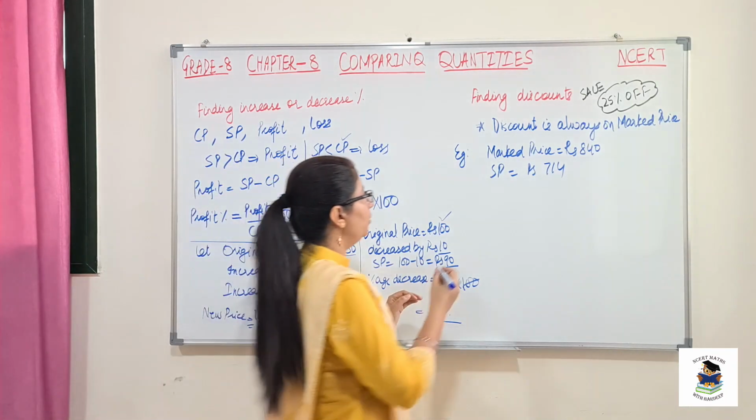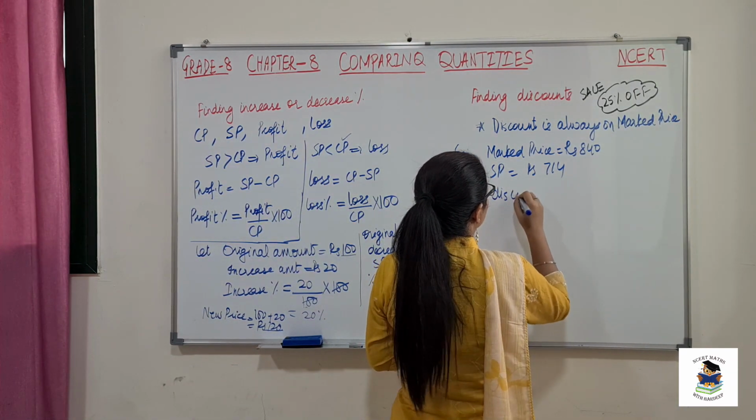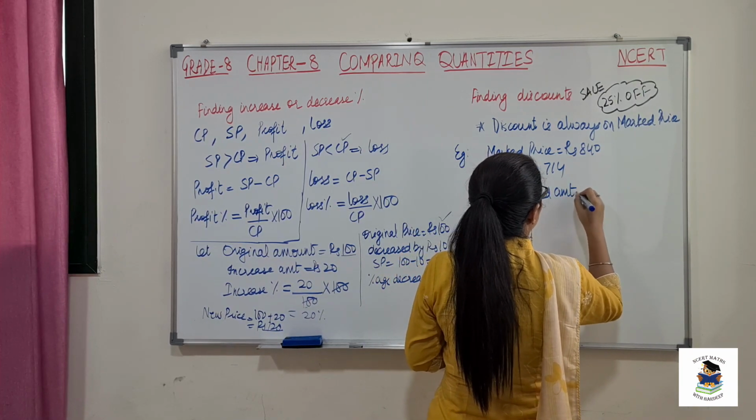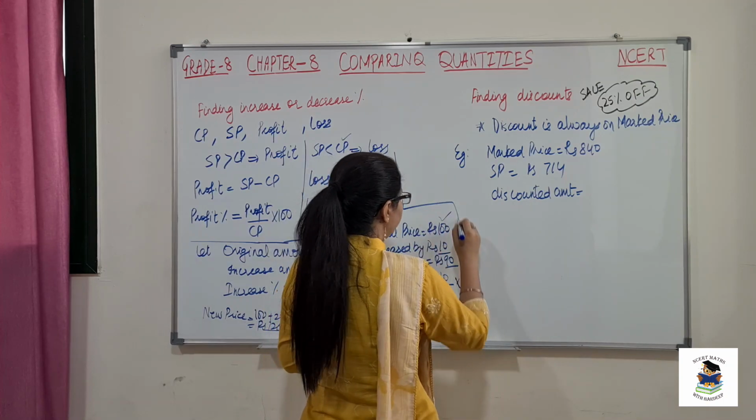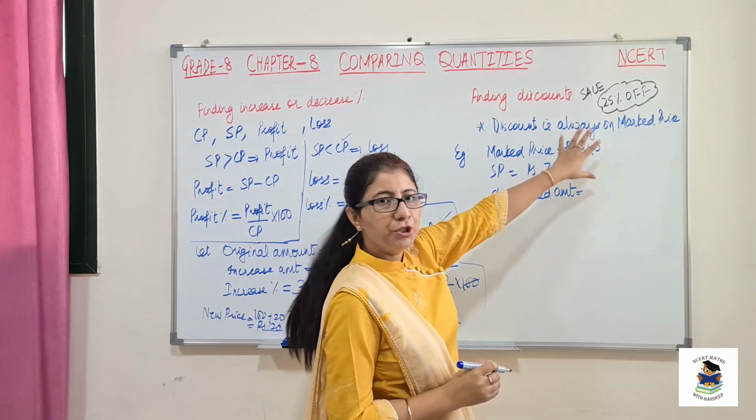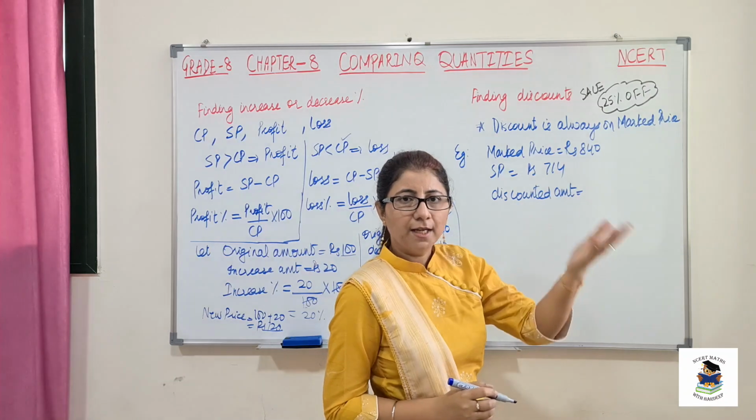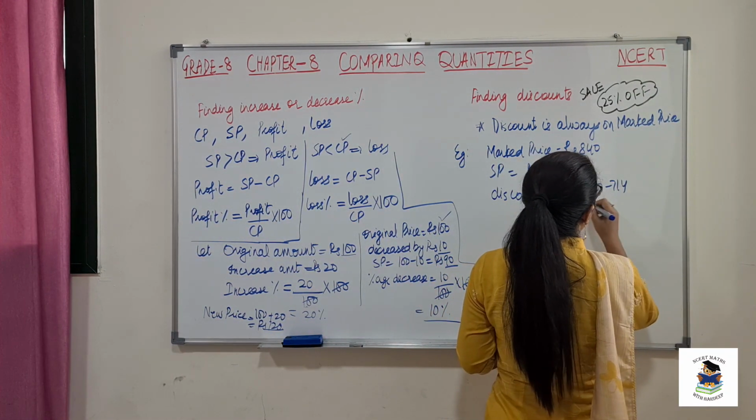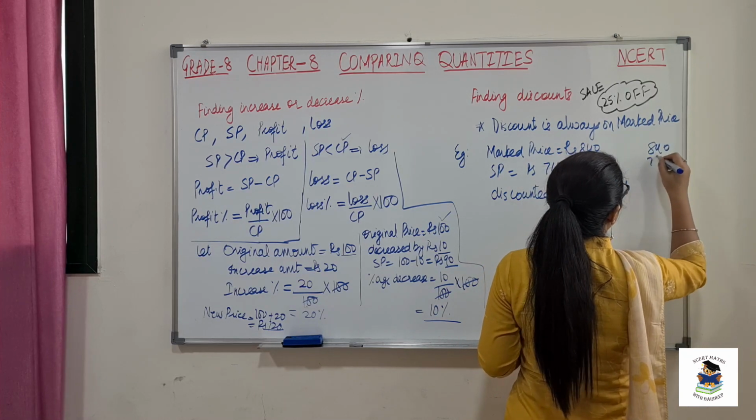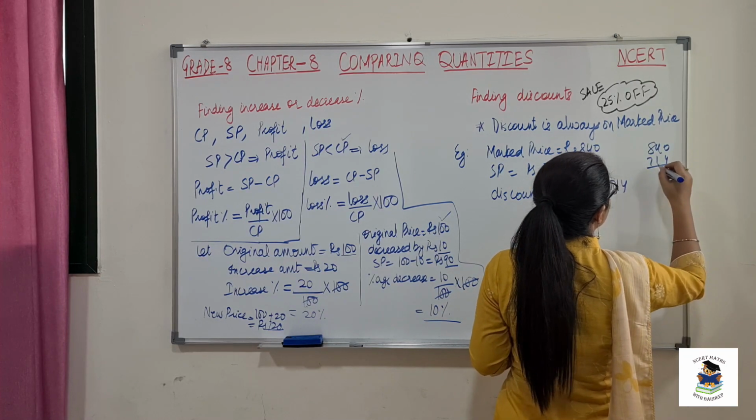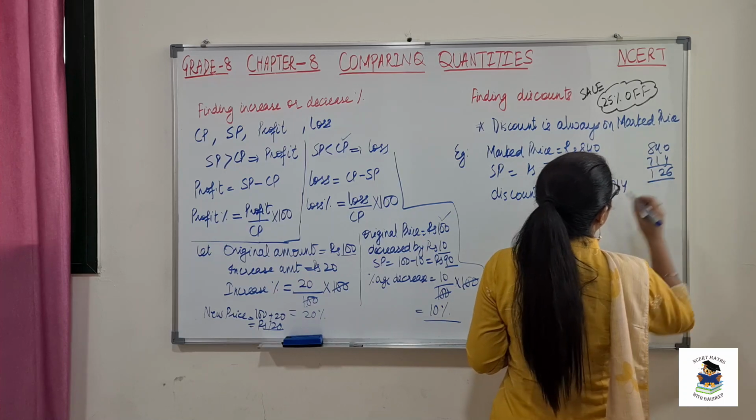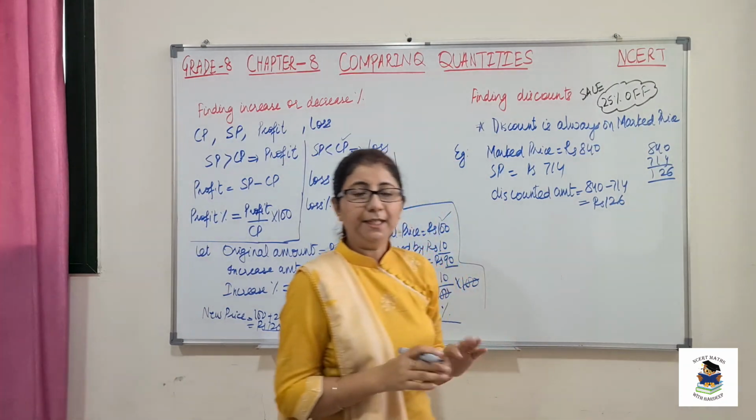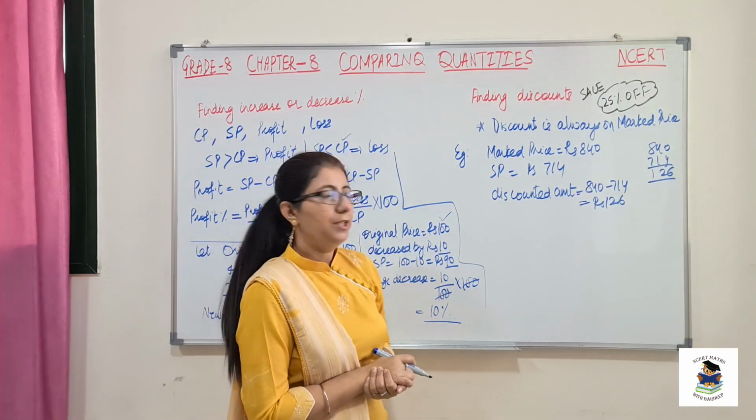So what is the discount? Discounted amount is the original price minus the price that we have paid. So this is 840 minus 714. So let's see what the answer is. 10 minus 4 is 6. So 126. So rupees 126 I have paid less than the original price.